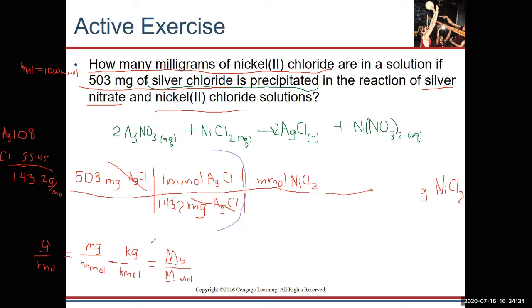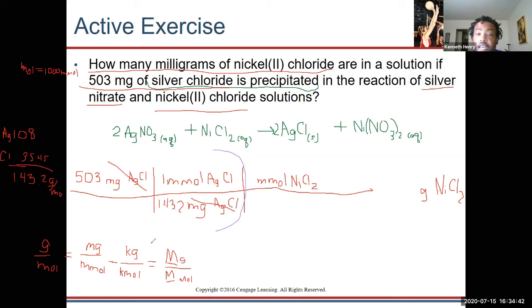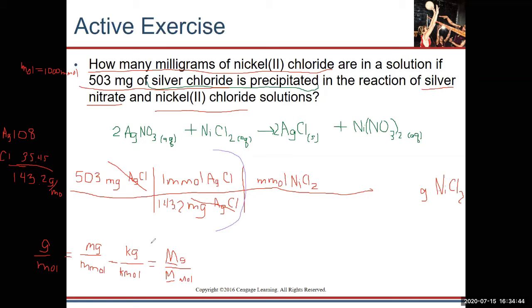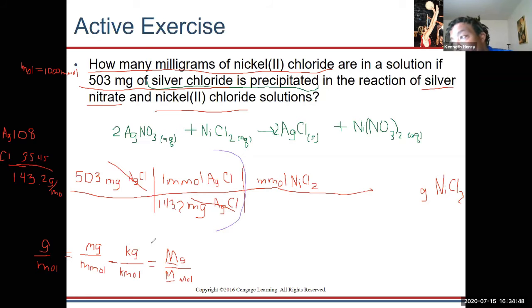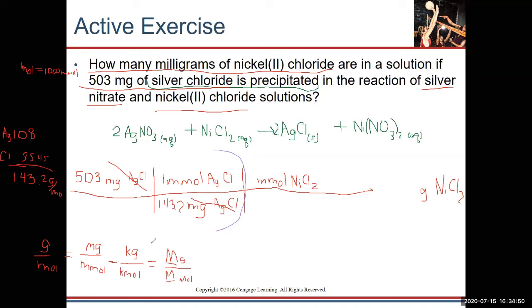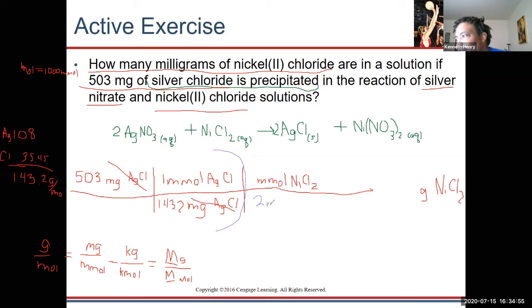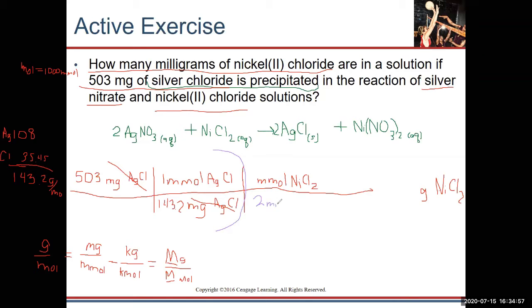You need to cross a bridge, right? You have to cross out the silver chloride. Okay, how do I do it? Do I just cross it out just for the hell of it? No. So what has to be at the bottom? Silver chloride. 2 millimoles of silver chloride? Okay, and then what should be up top?